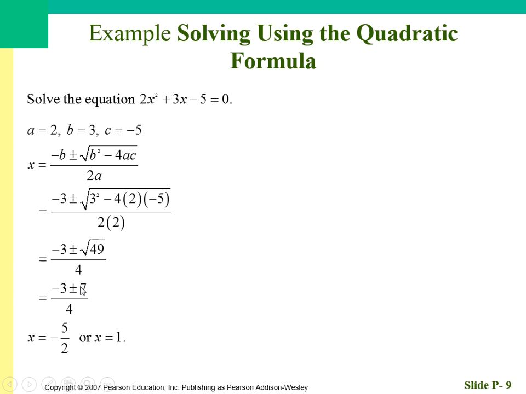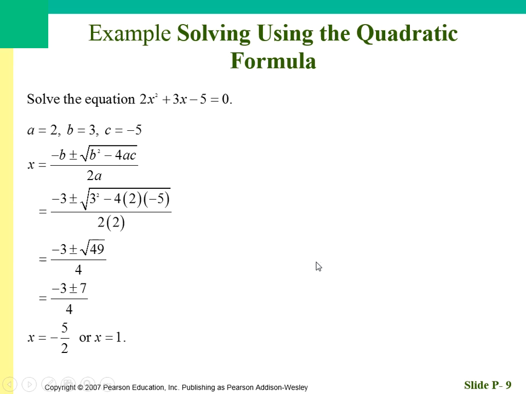So if I do -3 plus 7, I get 4 divided by 4 gives me 1. If I do -3 minus 7, I get -10 over 4, which simplifies down to -5/2. Or you could have written it as -2.5. That would have been okay as well.